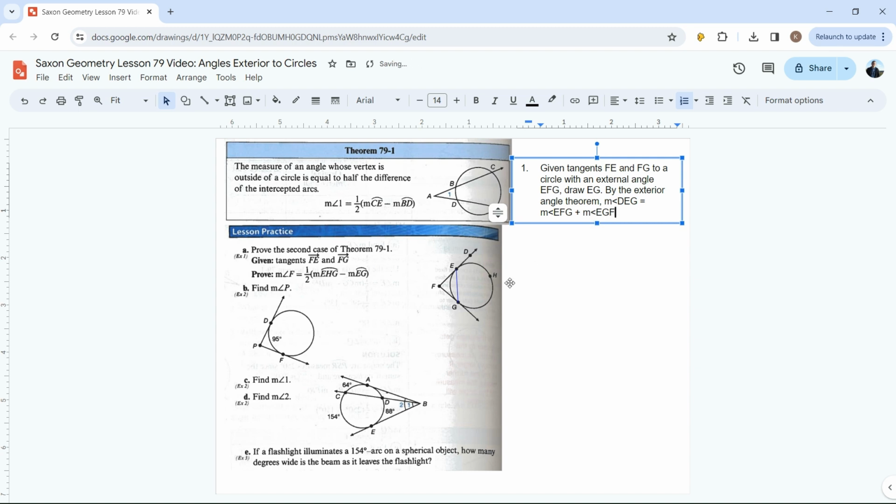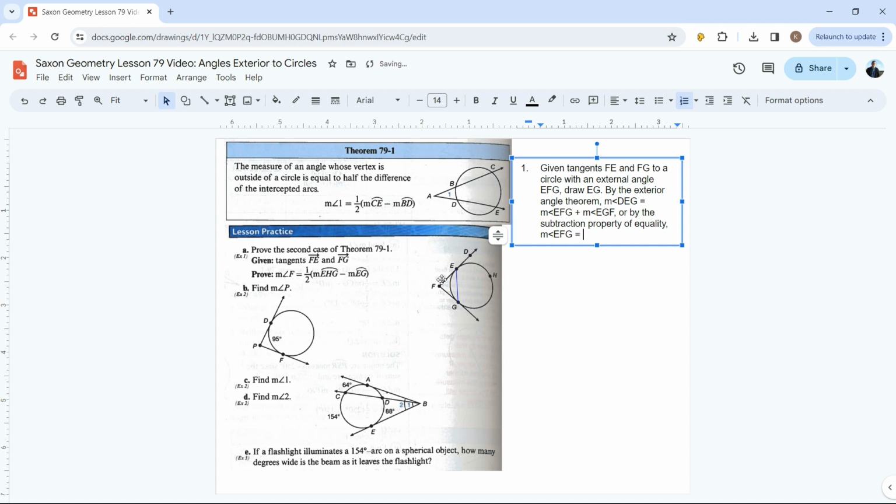Okay, that's my other remote interior angle. By the subtraction property of equality, from this equation I am going to subtract angle EGF from both sides. That's going to give me the measure of angle EFG. Hey, that's the one we're looking for.